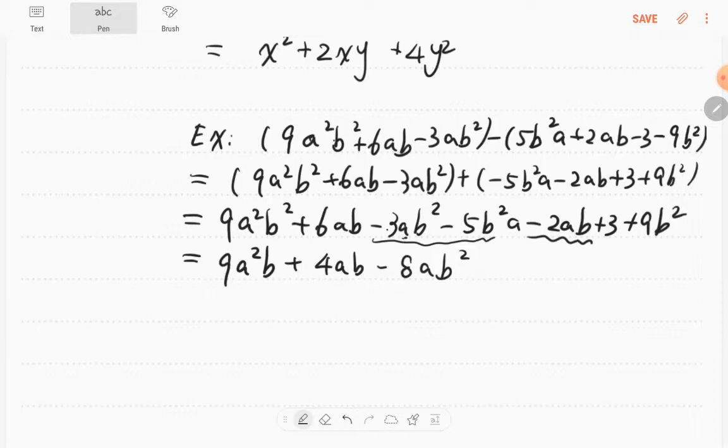So after that, we only have two terms left, right? We prefer to write the constant term at the last. So we will write 9b squared first, then plus 3. And there's no like term for these two terms, so we just copy down. So after that, we actually simplify. We actually finish the subtraction.